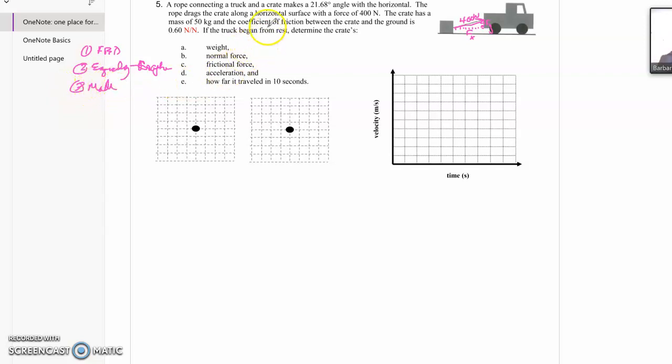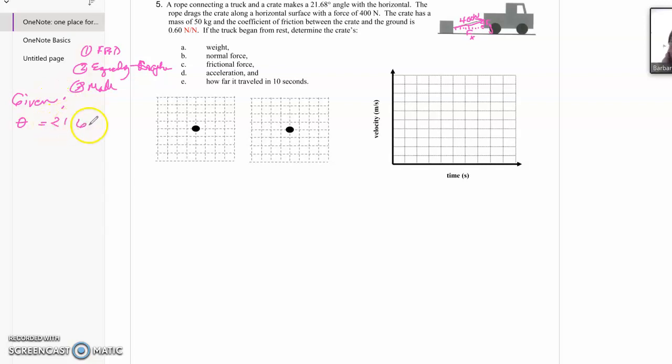Okay, so this says the rope connecting the truck and the crate makes an angle. There's the angle right there. The rope drags the crate along a horizontal surface with a 400 Newton force. The crate has a mass of 50 kilograms and the coefficient of friction. So there's a lot of information here. I think I might just come over here and say what it is. These things are given because it's kind of getting a little complicated.